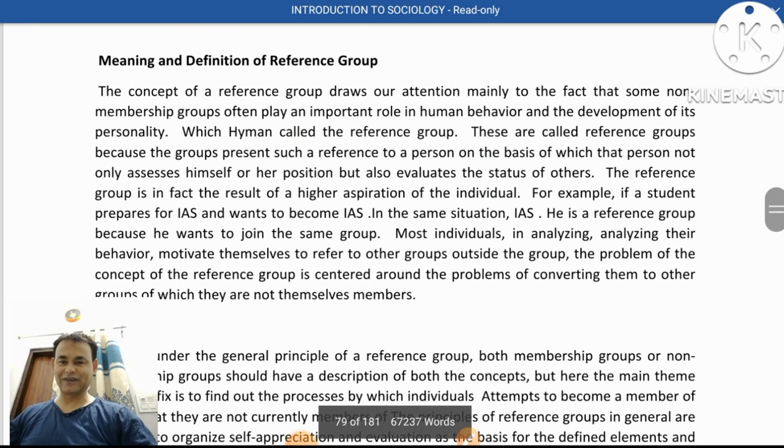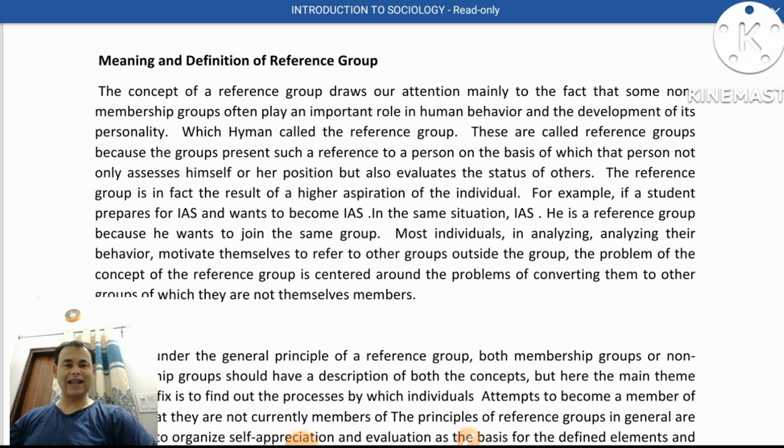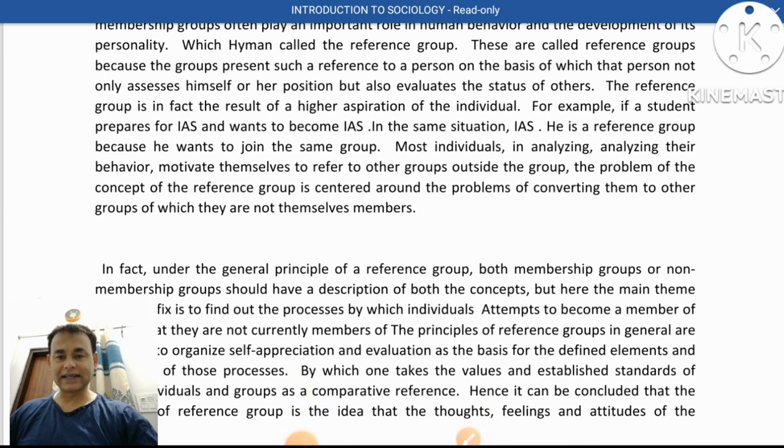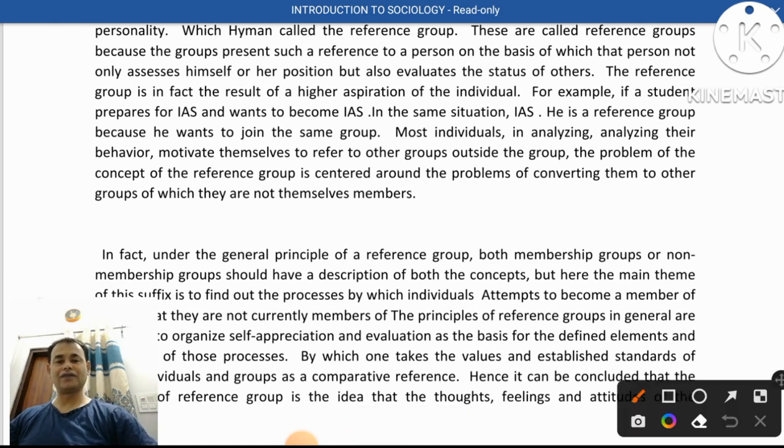Meaning and definition of reference group. The concept of reference group draws our attention mainly to the fact that some non-membership groups often play an important role in human behavior and the development of personality, which Hyman called reference groups. These are called reference groups because the group presents such a reference to a person on the basis of which that person not only assesses his or her position but also evaluates the status of others. The reference group is in fact the result of higher aspiration of the individual.